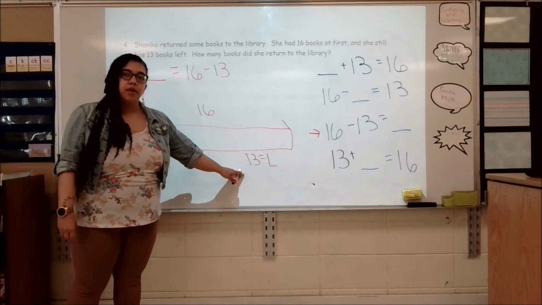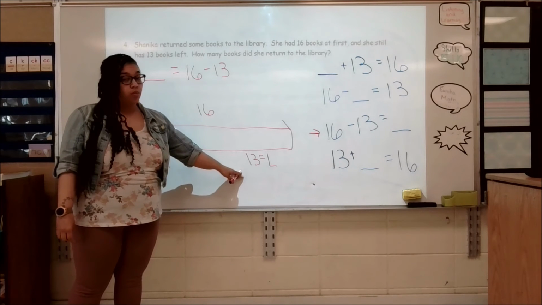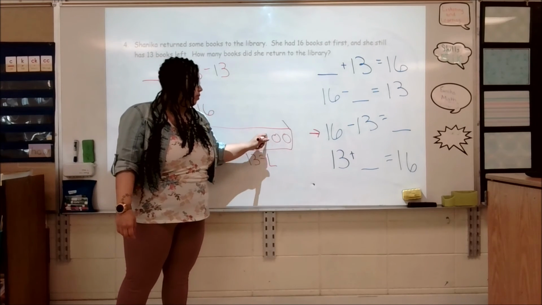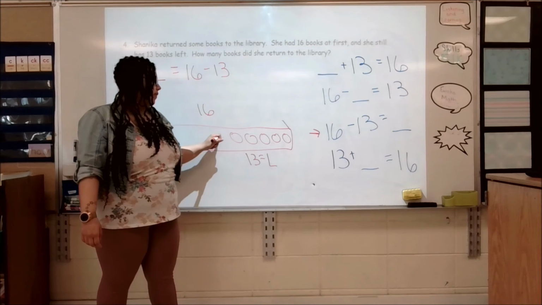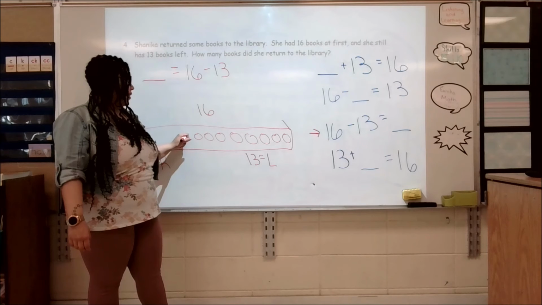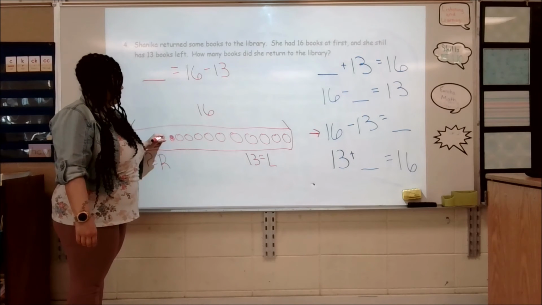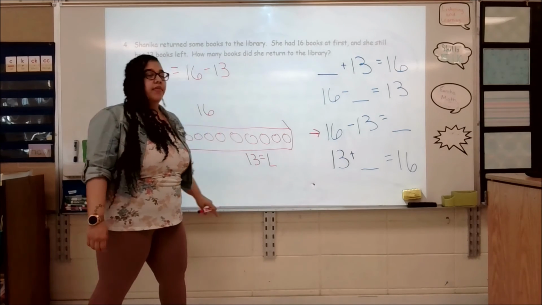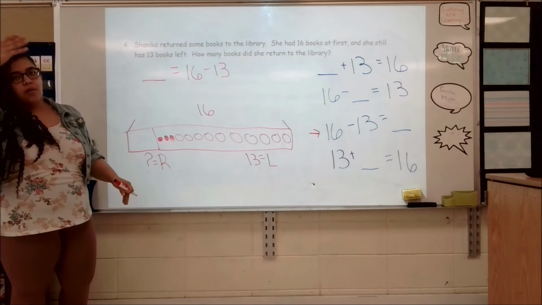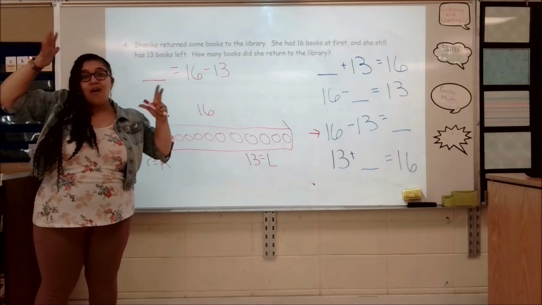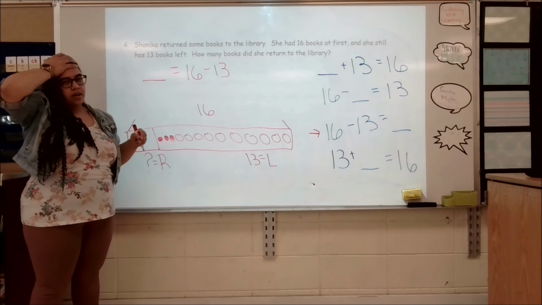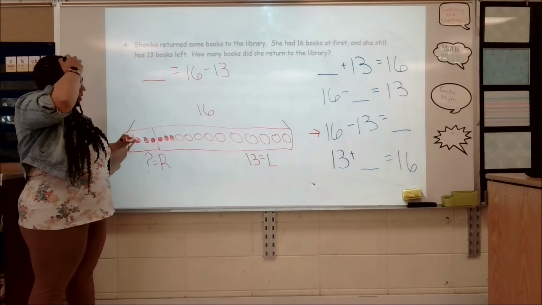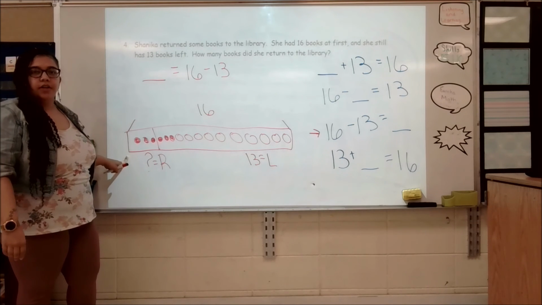So because we know this part here, we know what she ended at, we're going to draw backwards again. So 1, 2, 3, 4, 5, 6, 7, 8, 9, 10, 11, 12, 13. So that is the part of the books that she has left. We're now going to put the part we know in our head and count on, see how everything goes together, to the next part. So 13, 14, 15, 16. Now tell me, how many books did she return?